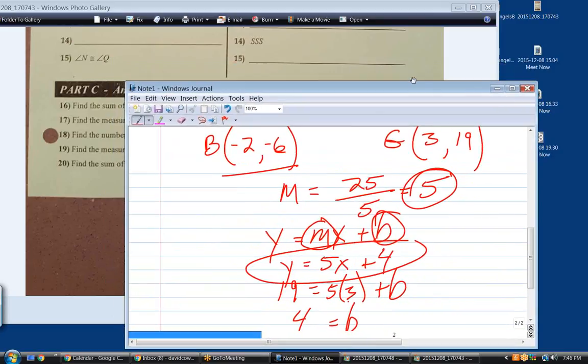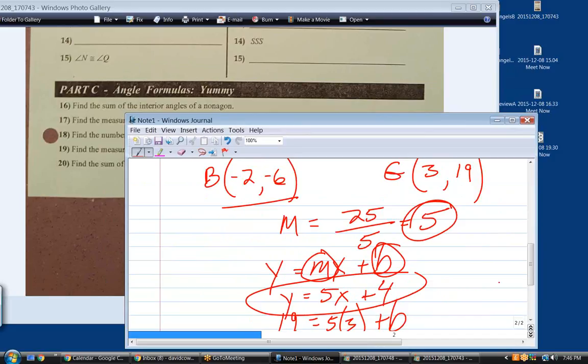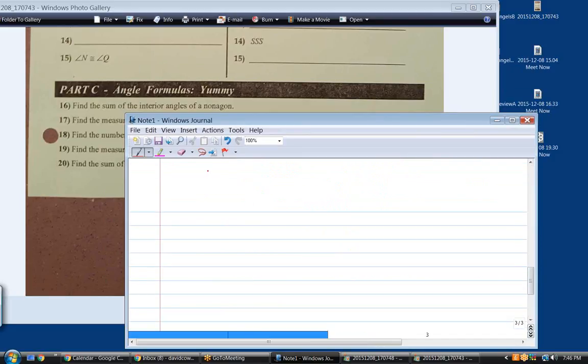How many sides does a nonagon have? 9. What's the total sum of the interior angles? Remember that formula? Yeah. Would it be 1,260?